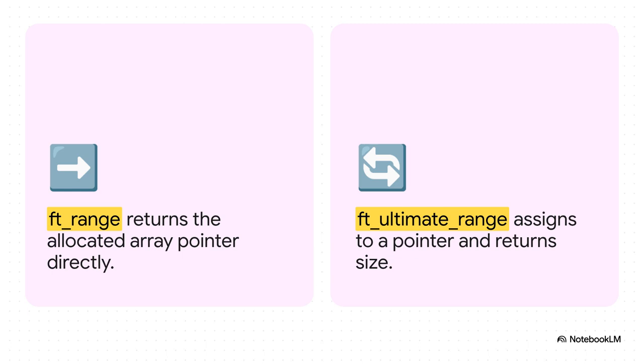Think about how you'd test this in your main function. You'd declare an integer pointer, let's say my_array, and then pass its address to the function. Inside the function, you dereference range once to assign your newly malloced array to it. This double pointer approach is a super common pattern in professional C programming for robust error handling.